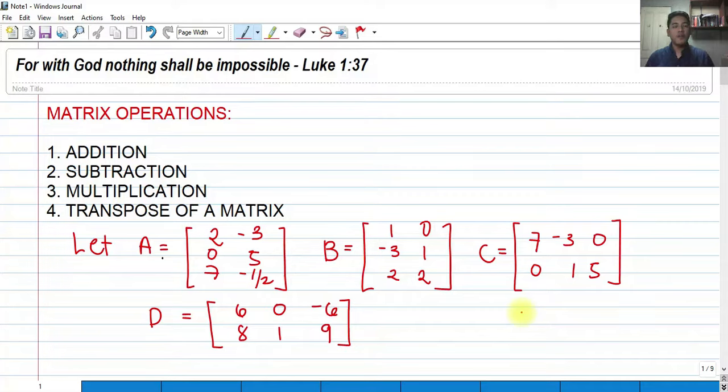Hi, so for today we're going to talk about matrix operations, and this video will fall under my tutorial under the playlist of the college algebra.